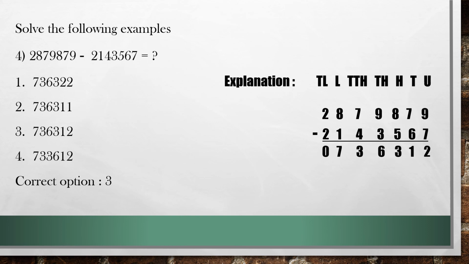So, if this type of sum comes, it is very simple for you because we did not need to borrow at all. It is very simple. Smaller digits are subtracted from bigger digits. So, this is very simple. You have to be very thorough with subtracting the numbers. Okay, we have to do this mentally too. And now you will see which option is correct. 7,36,312. Option number 3 is the correct option. That is 7,36,312. Okay, so this way you have to solve such sums.